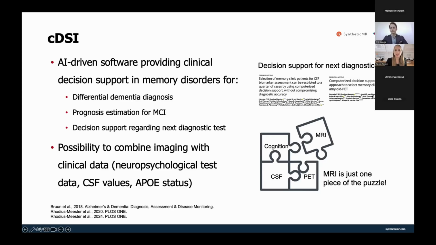Here we've also published 2 studies together with our partners at VUMC in Amsterdam that showed that by using CDSI, we can basically reduce the number of lumbar punctures done to around 20-25% with the same diagnostic accuracy. So I think quite relevant findings here. And you can combine the imaging data with clinical data, so neuropsychological test data, CSF values, as well as genetic information, because in the end, the MRI is really just one piece of the whole puzzle.